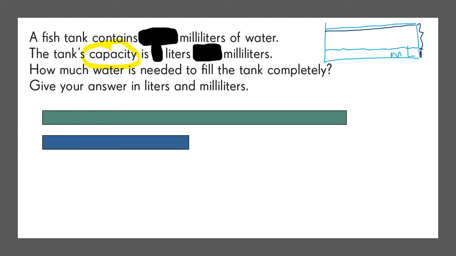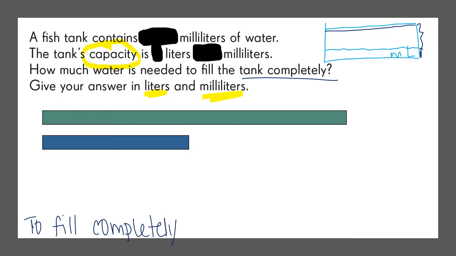Another key thing I'm noticing here is that it says to give our answer in liters and milliliters. Doesn't that make you want to write out your answer right now so that you remember what you're solving for? So your answer might be, we go back and we look here, to fill the tank completely, you need some number of liters and some number of milliliters. We're going to be as specific as we can.